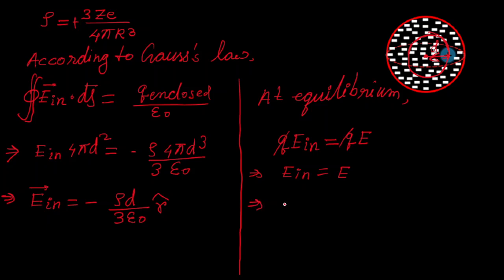So what is E_in already? If we put the magnitude of E_in, that will be rho d divided by 3 epsilon naught is equal to E. So from there we can get d is equal to 3 epsilon naught into E divided by rho. Okay, so this is the d.